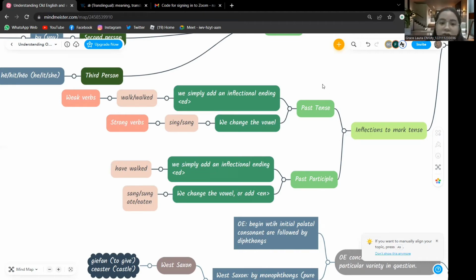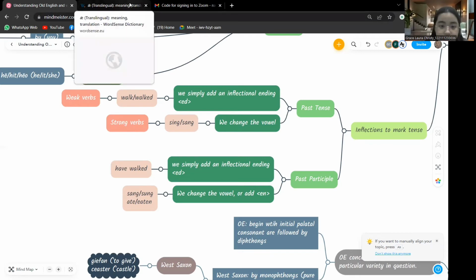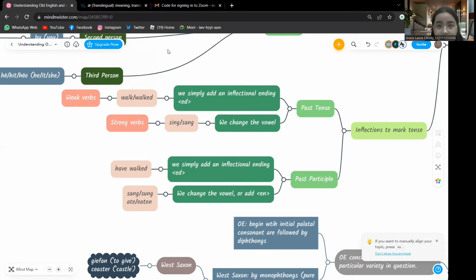But you may notice that to form the past tense of a verb like sing or drink, we do not add -ed as an inflectional ending, but instead we change the vowel, from sing to sang and from drink to drank. In grammatical terms, sing is a strong verb, while walk is a weak verb. Like sing and drink, it is an irregular verb, and walk is a regular verb.